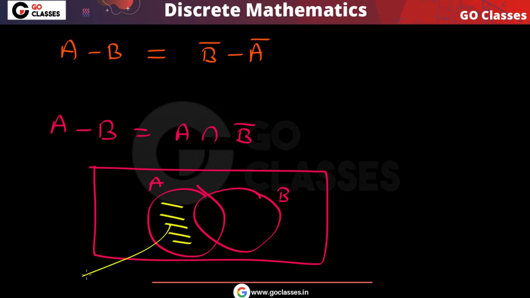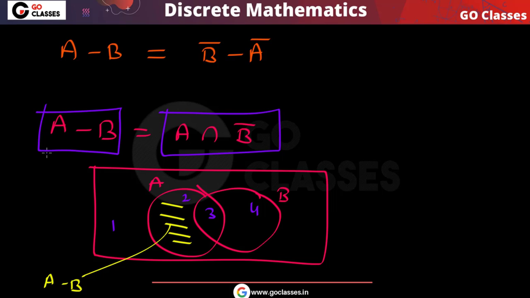Okay, which area is A minus B? This area is basically the A minus B area. And which area is A intersection B bar? Let me call this area 1, this area 2, this area 3, and this area 4. Then which area is A minus B? A minus B is area 2, because this is area 2.